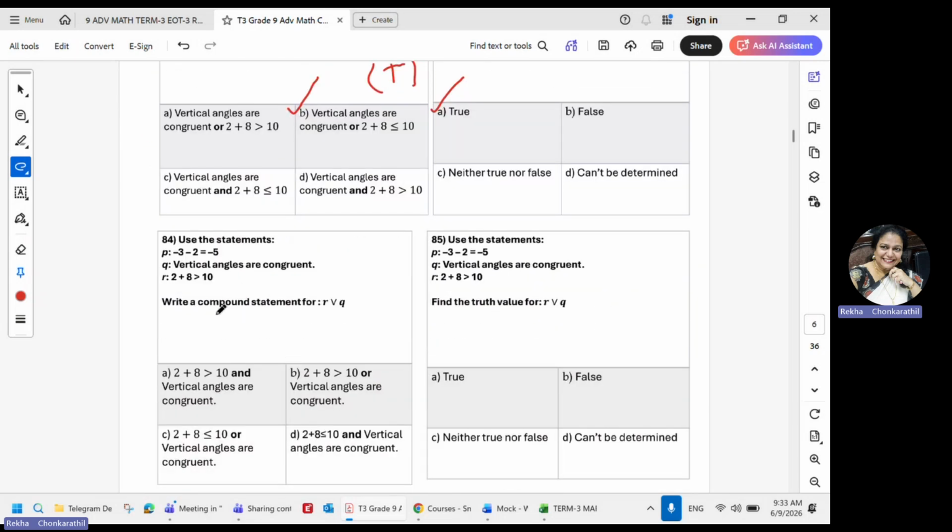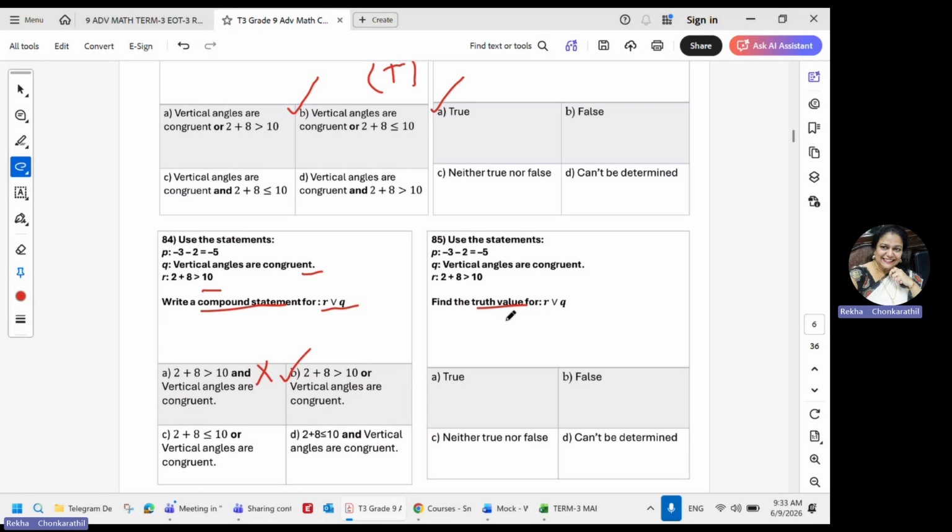Here, first read the question properly. Is it asking the compound statement or is it asking the truth value? Compound statement is just join the two statements. So how do you read this? R or Q. Don't change anything. R is this. Q is this. So which one? This is wrong because this is and. This is the one. R is this. Yes. So 84 is B.